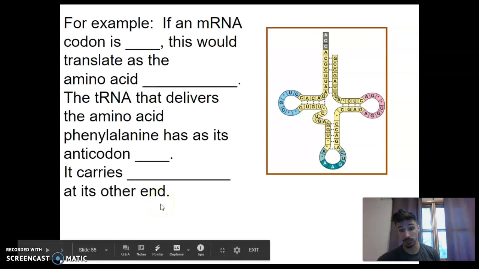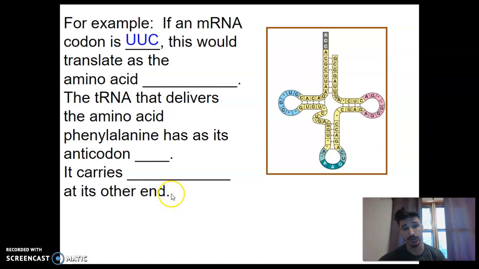Okay, let's do an example, right? Because it's been a lot of talk so far. If an mRNA codon is UUC, so this is the codon found on mRNA, the molecule that was made by transcribing DNA and then found the ribosome in the cytoplasm. So what would this translate to as the amino acid? Well, if you use your codon chart, and I would urge you to pause this here and do that now, find UUC and then tell me what amino acid UUC codes for. And your answer should be phenylalanine.